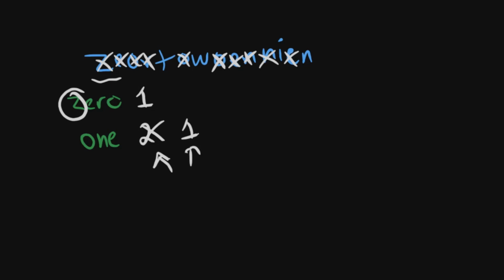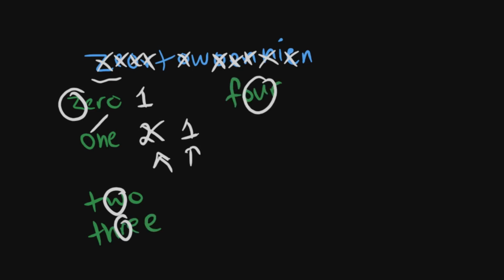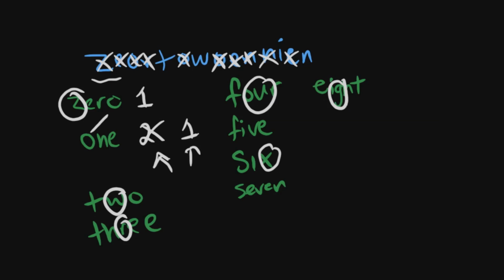Let's go back to 1. 1 shares an O with 0 and also shares N and E with 9. So it's not really unique. Moving on to 2. 2 has a unique character W. 3 has a unique character R. 4 has a unique character U. 5 doesn't have any unique characters. 6 has X. 7 doesn't have anything unique. 8 has G. And 9 doesn't have anything unique.